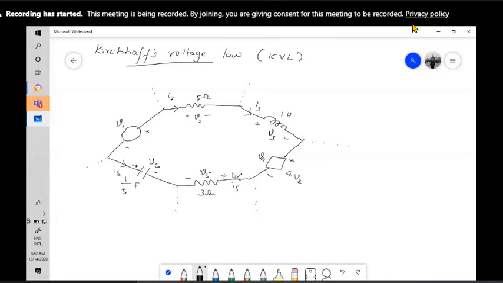And again here the sign is important. Whenever you are analyzing a loop, let's say you can consider a loop current in this way, and you can travel in this direction.